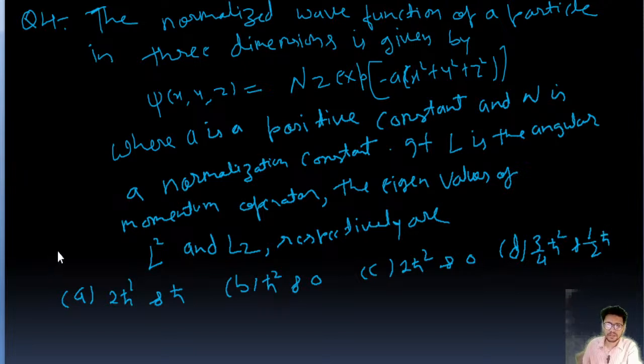So the normalized wave function of a particle in 3 dimensions is given by this, where a is a positive constant, N is a normalization constant, and L is the angular momentum operator. You need to find the eigenvalues of L square and Lz respectively. It's an easy question, I'm going to solve it.